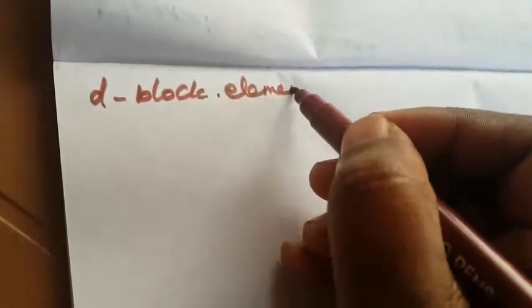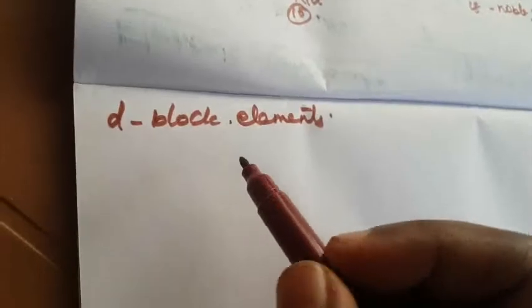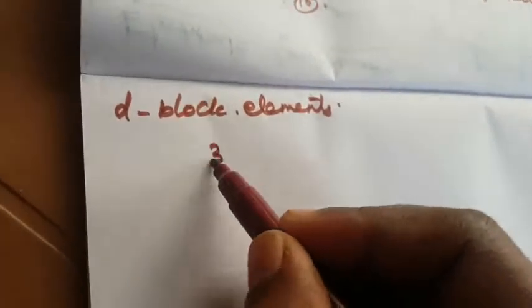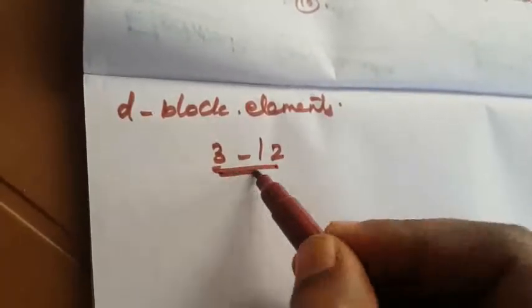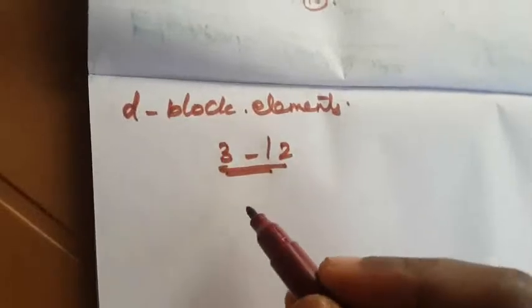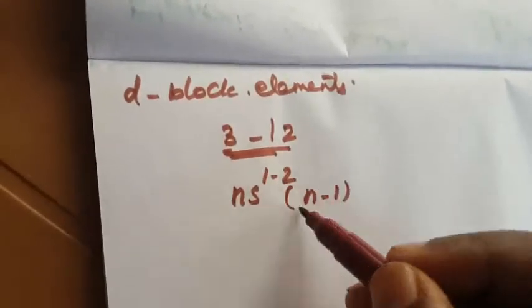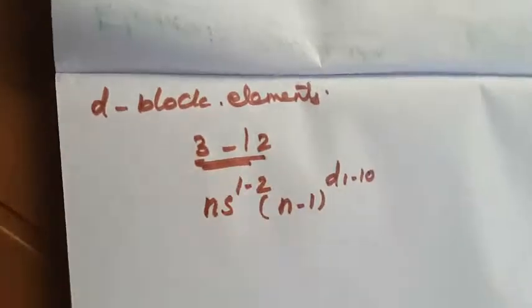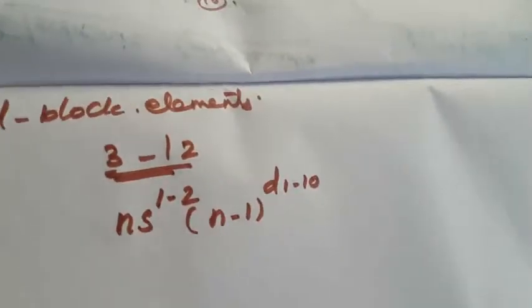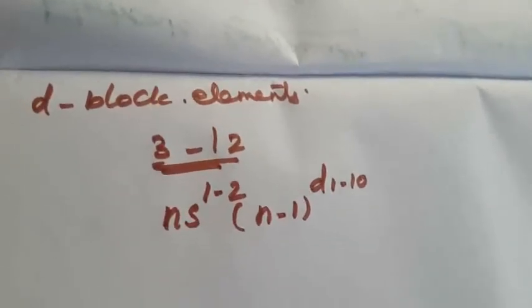Next one is d block elements. What are d block elements? Groups 3 to 12 in the periodic table are called d block elements. The general electronic configuration is ns1 to 2, (n minus 1) d1 to 10. Okay, so this is the general electronic configuration. In each series they contain 10 elements.